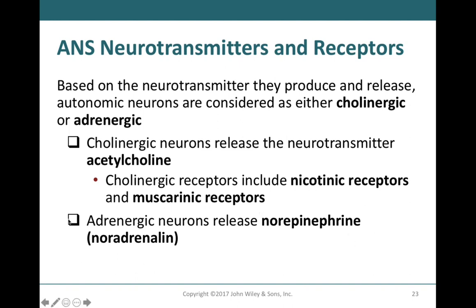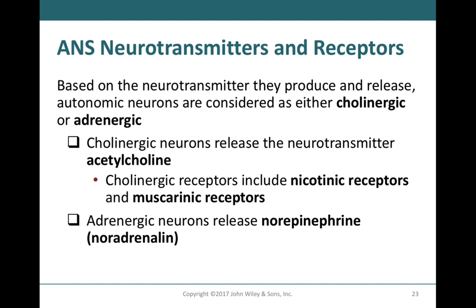So we have these two major types of neurons. We have cholinergic neurons that release acetylcholine, and we have adrenergic neurons that release norepinephrine. Now, even more important than the two different types of neurons are the receptors that can be found receiving these neurotransmitters on the postsynaptic cell.